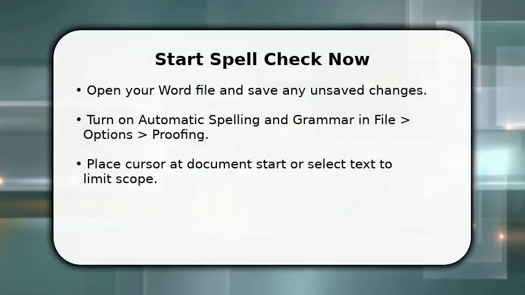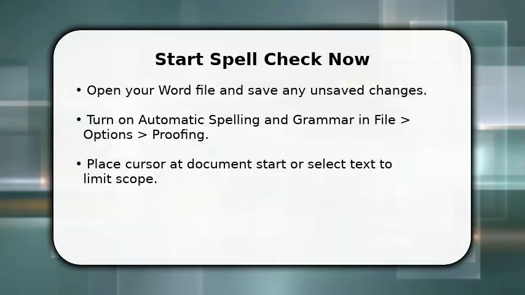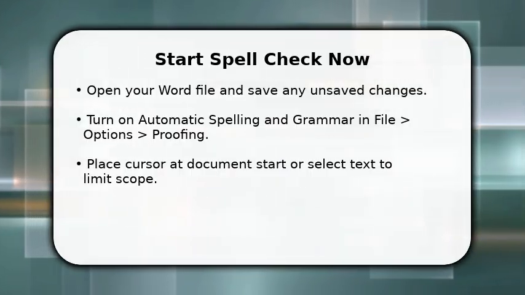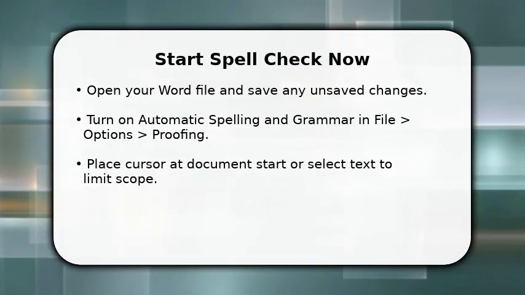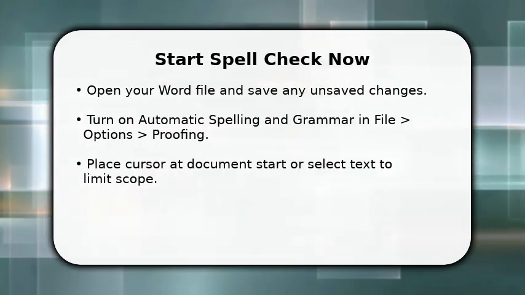You begin by opening the document and saving changes so Word can track edits. Next, enable automatic spelling and grammar under File Options Proofing. This runs checks as you type.